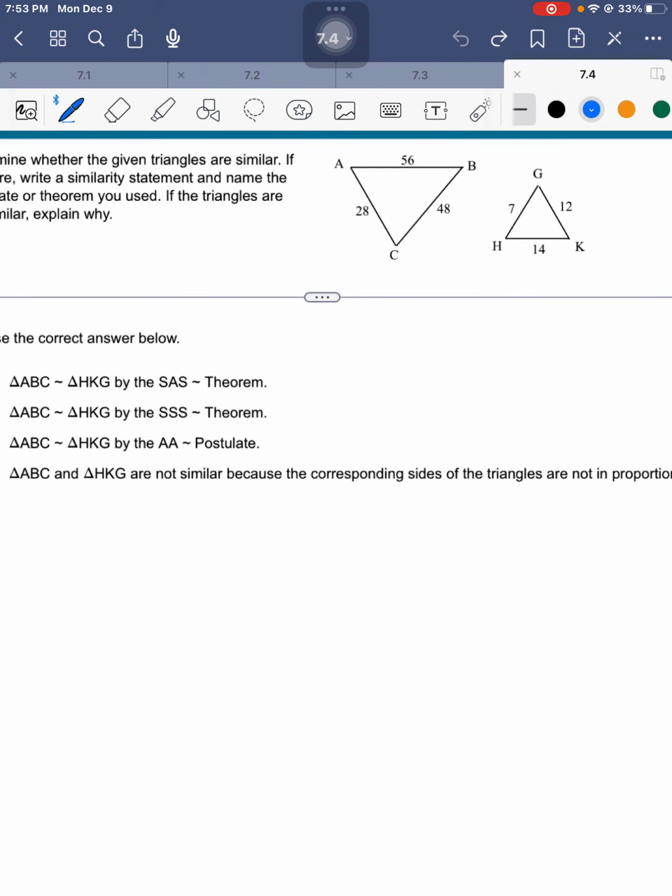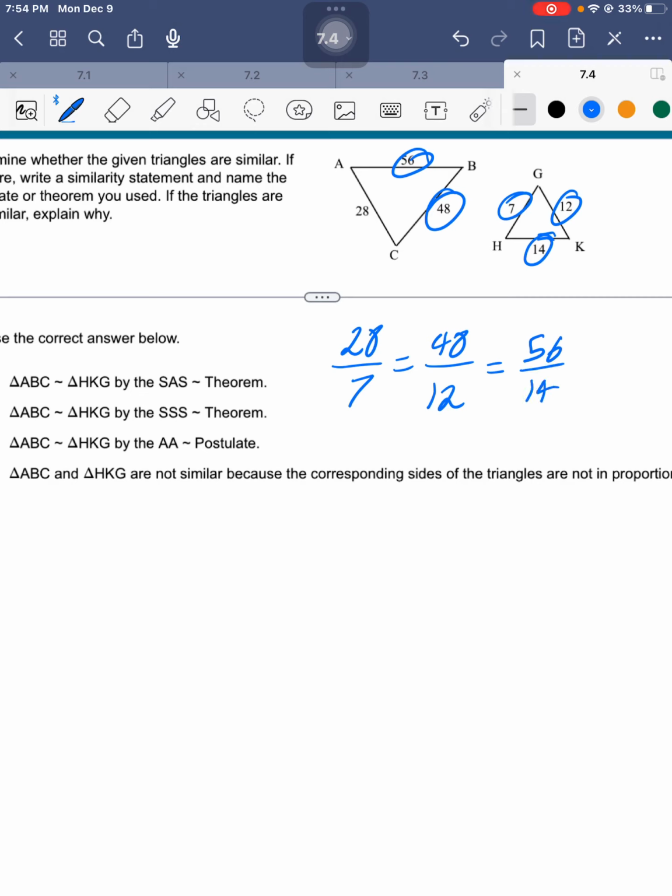Determine whether the given triangles are similar, okay? So let's see if they're similar. Well, I have two triangles with what looks like I only have side lengths. So what is the smallest side length in this triangle? Well, it is 28. What's the smallest side length here? 7. What's the second smallest? 48 to 12. And 56 to 14.